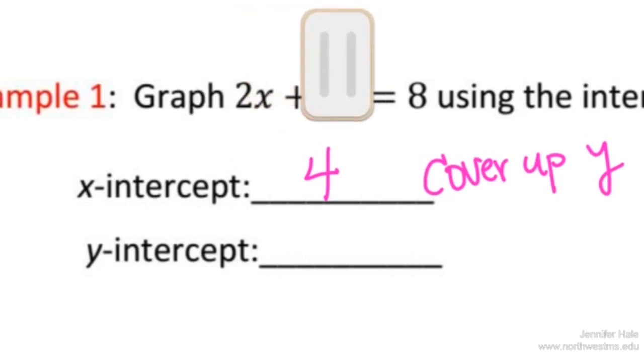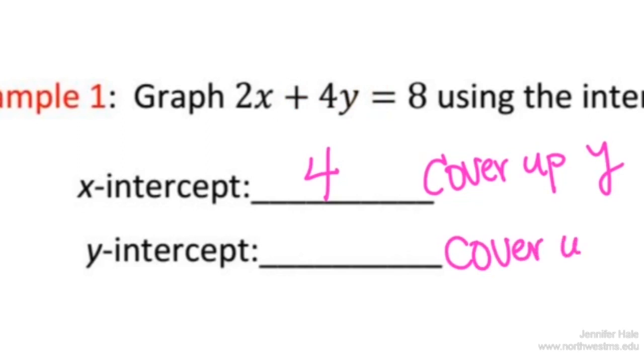Now, when you want to find the y, you're going to cover up the x. You're going to zero out the x. So take your hand now and cover the x up. So if you had to solve that now for y, you got 4y equals 8. What is y equal to? 2.